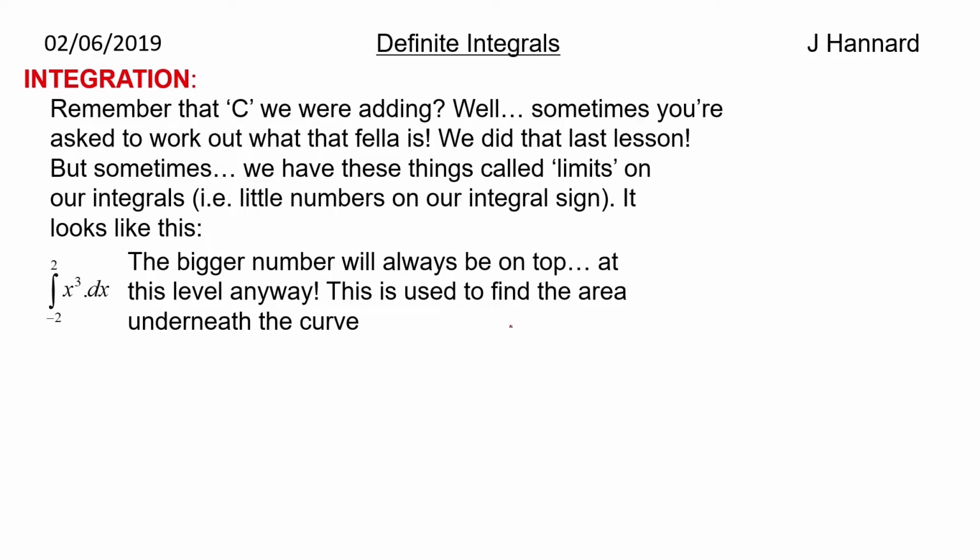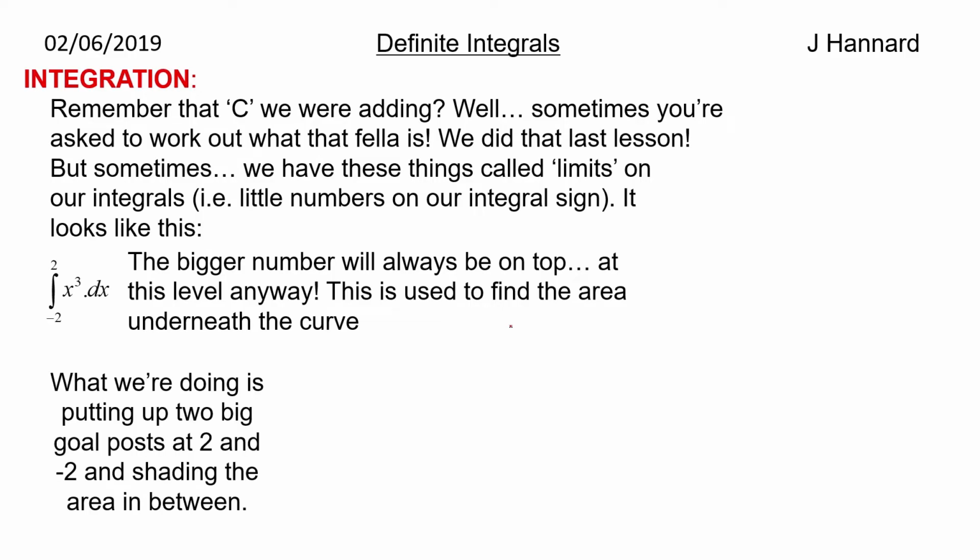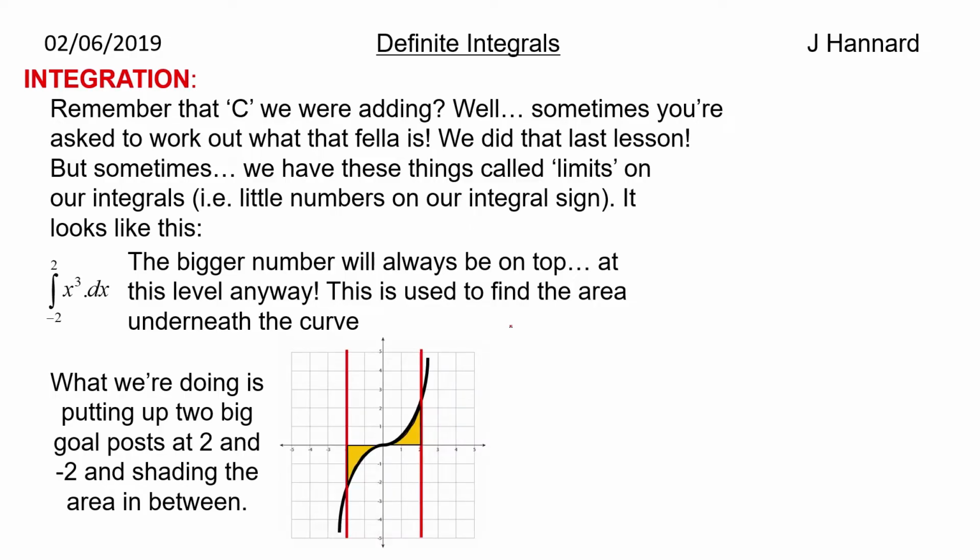This is used to find the area underneath the curve. So what we're doing is putting up 2 big goalposts at 2 and -2 and shading the area in between. So let's have a little look. There's your graph, x cubed, and we're putting up a big goalpost at -2 and a big goalpost at 2. And we're trying to find this little area here, which is shaded in yellow. And that is exactly what we're finding, i.e. the area under the curve. Or between the curve and the x-axis, I should really say, because you can be pedantic and say, oh well, that's not the area under the curve, it's over the curve.